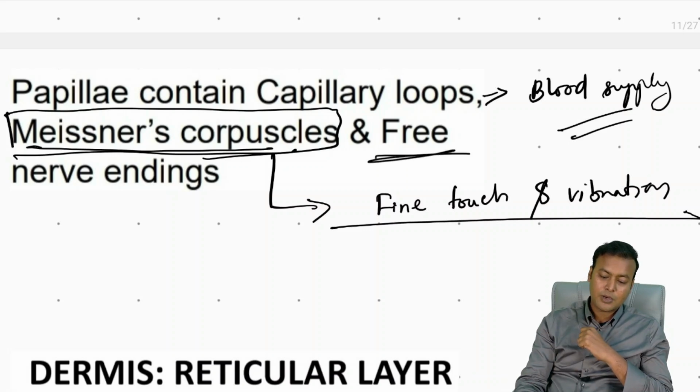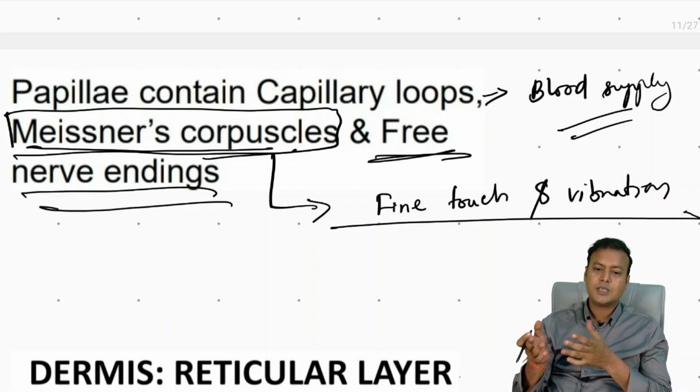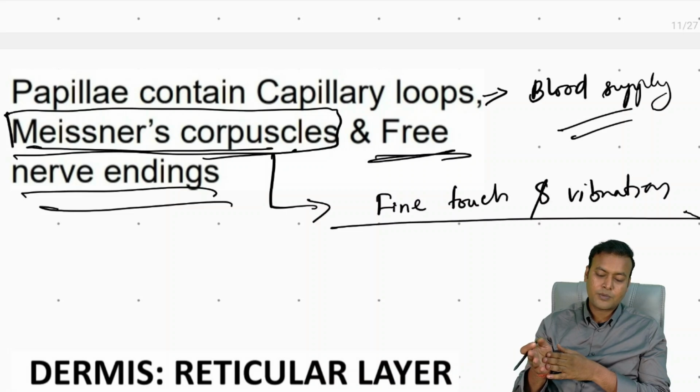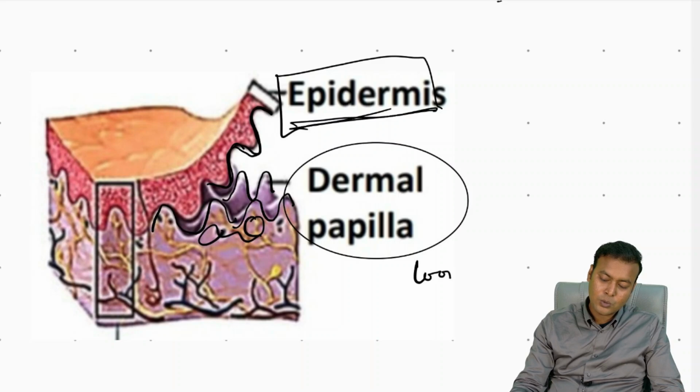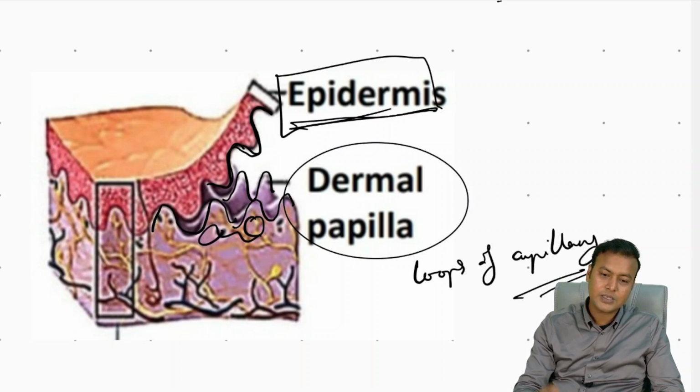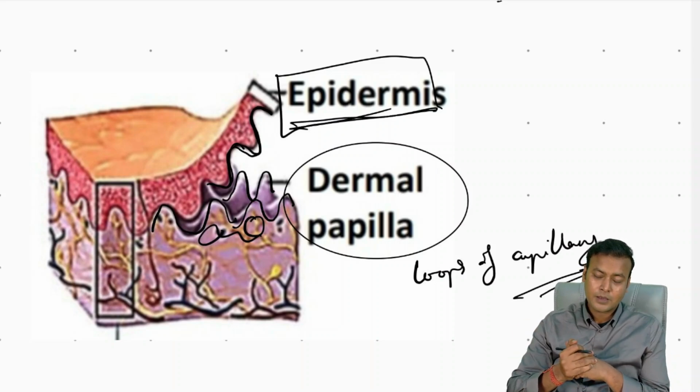And you have a large number of free nerve endings. So mainly the sensations from the skin are going from the dermis. We have the Merkel cells in the epidermis, and apart from that, other sensory corpuscles are present within the dermis. Here in the papillary dermis, you can find a large number of capillaries, that is loops of capillary. The blood vessel is reaching till the papillary layer of the dermis. From here to the epidermis, the nutrients are carried via diffusion.